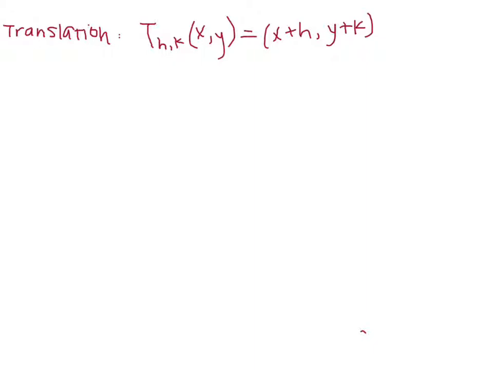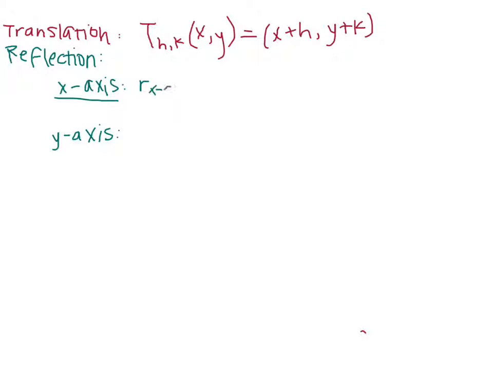Now let's look at the rules for reflection. So a reflection can be done in two different ways. It can be done in other ways, but we're only going to do it in these two ways. Either a reflection over the x-axis or a reflection over the y-axis. Either way, we're going to represent it with a lowercase r. And then in the subscript, we're going to say where it's reflecting. So if it was an x-axis reflection, we would have r, and then the subscript x-axis. xy represents the point that we are reflecting.